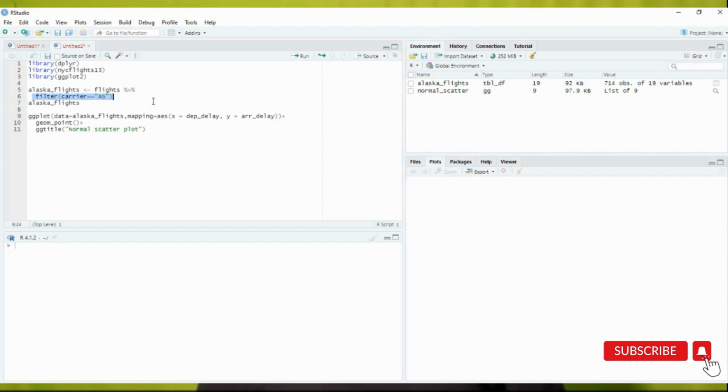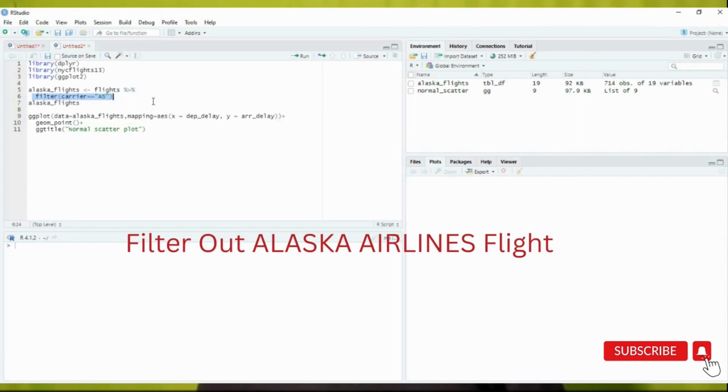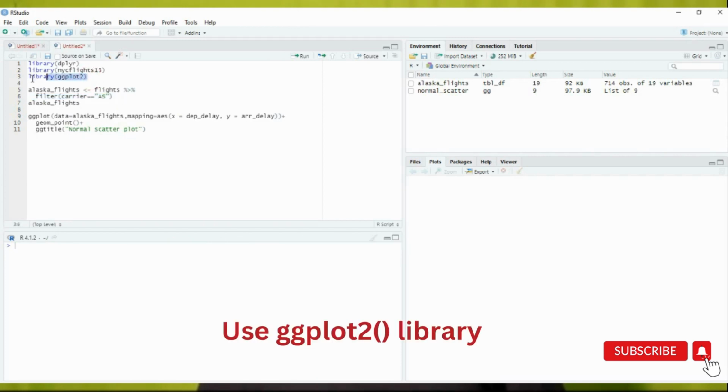So we will filter the flights for Alaska Airlines leaving from NYC. If we filter these flights from Alaska Airlines, we can pare the data down from 336,000 observations to only 717 observations. For this we will use filter with carrier equal to AS, the code for Alaska Airlines. In order to plot the scatter plot, we will need to load the ggplot2 library.